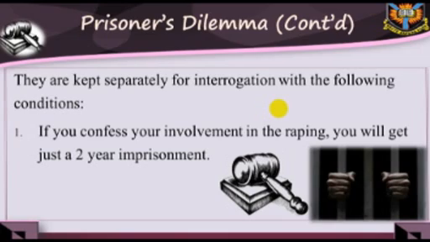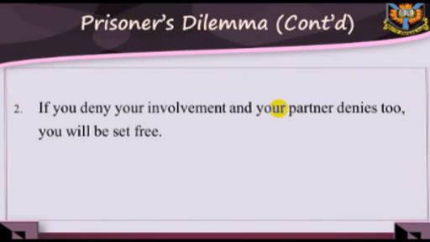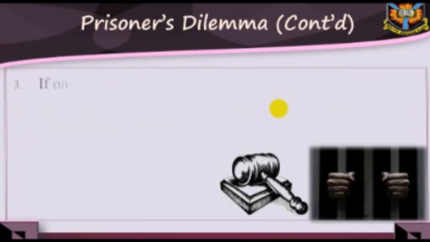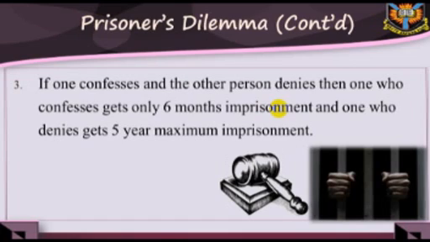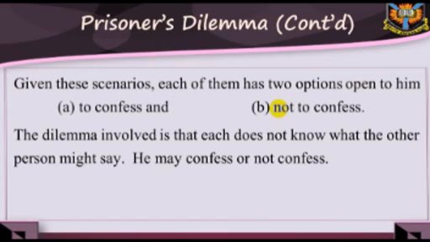One, if you confess your involvement in the raping, you will get just a 2-year imprisonment. Two, if you deny your involvement and your partner denies too, you will be set free. Three, if one confesses and the other person denies, then the one who confesses gets only 6 months imprisonment, and the one who denies gets 5 years maximum imprisonment. Given these scenarios, each of them has two options open to him: A, to confess, and B, not to confess.